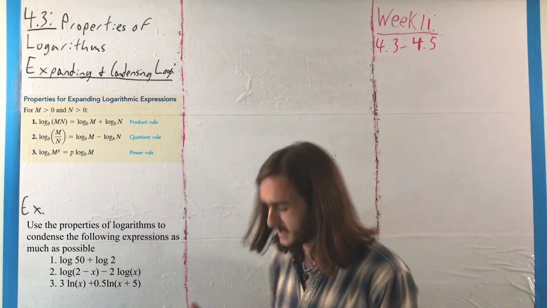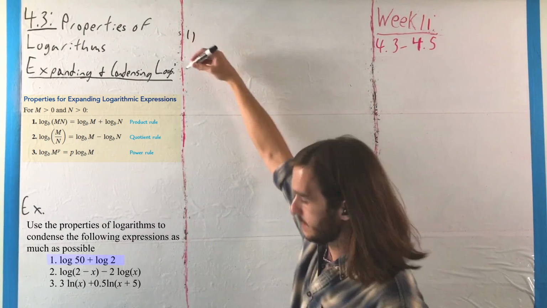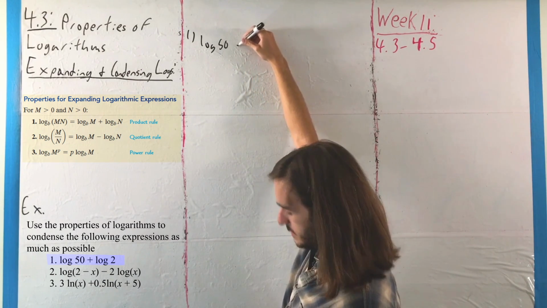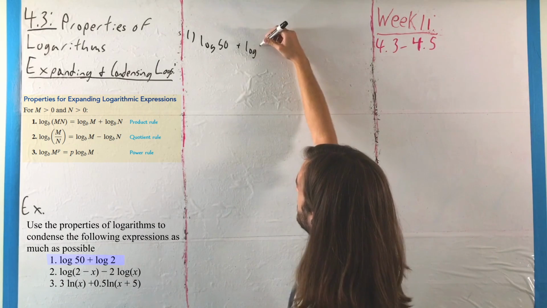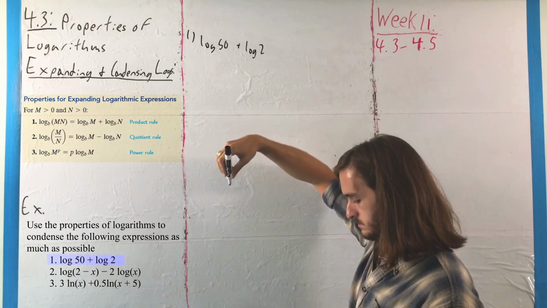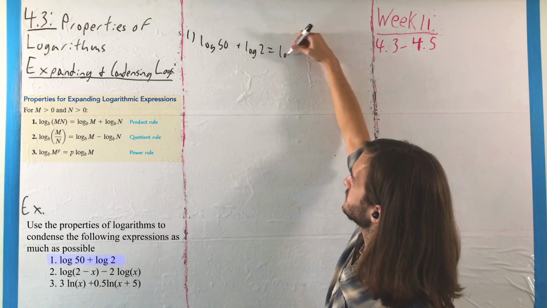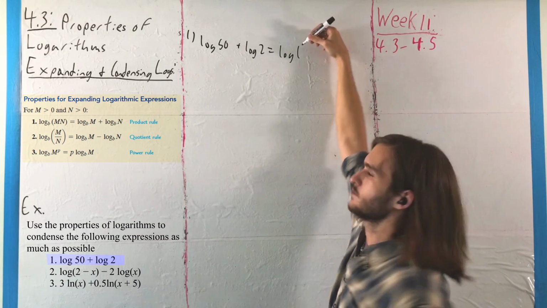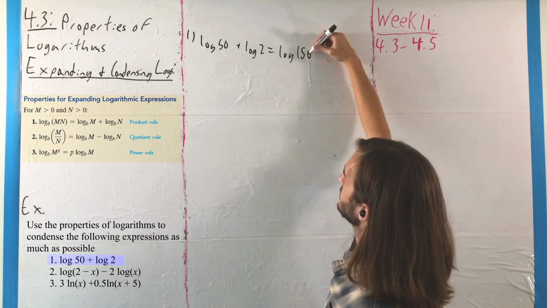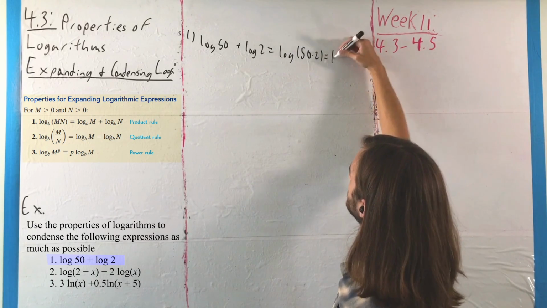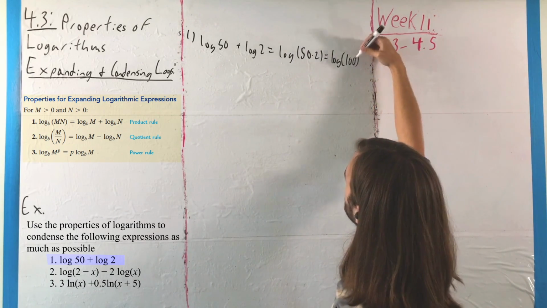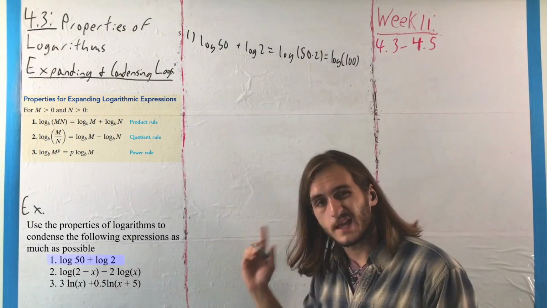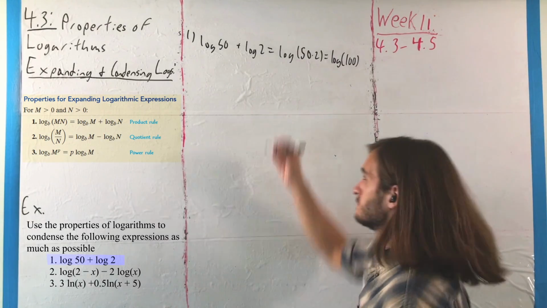For our first example, number 1, we have the common logarithm, log 50, plus the common logarithm of 2. So, we just pull them together using the reverse direction of the product rule. So this becomes the common logarithm of 50 times 2, or the common logarithm of 100. And then remember, common logarithm is defined as log base 10. So that's log base 10 of 10 squared.